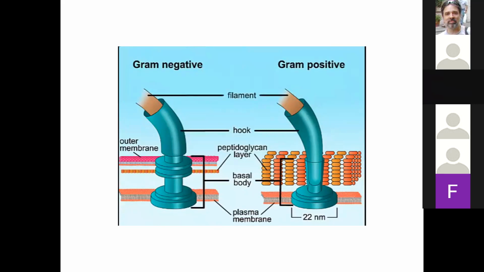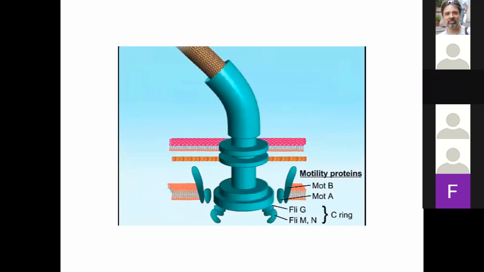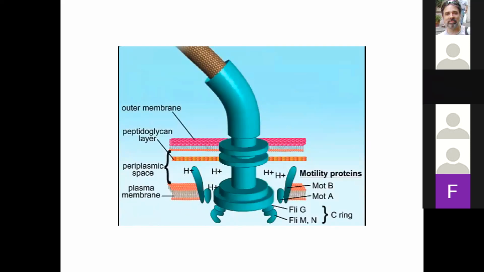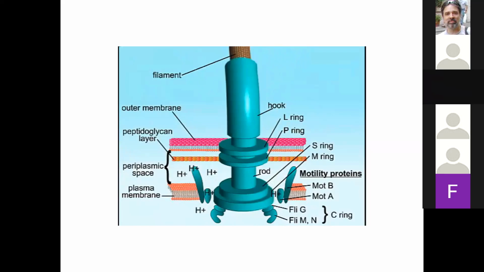The basal body consists of rings that correspond to the layers of the cell envelope and therefore differ in gram-negative and gram-positive bacteria. In most gram-negative bacteria, there are 4 rings connected to a central rod. Gram-positive bacteria have only 2 basal body rings, one connected to the cell membrane and the other to the cell wall. Motility is mediated by proteins associated with the plasma membrane and basal body, and is powered by the proton motive force associated with the plasma membrane. The filament is a rigid structure which rotates to move the bacterial cell.